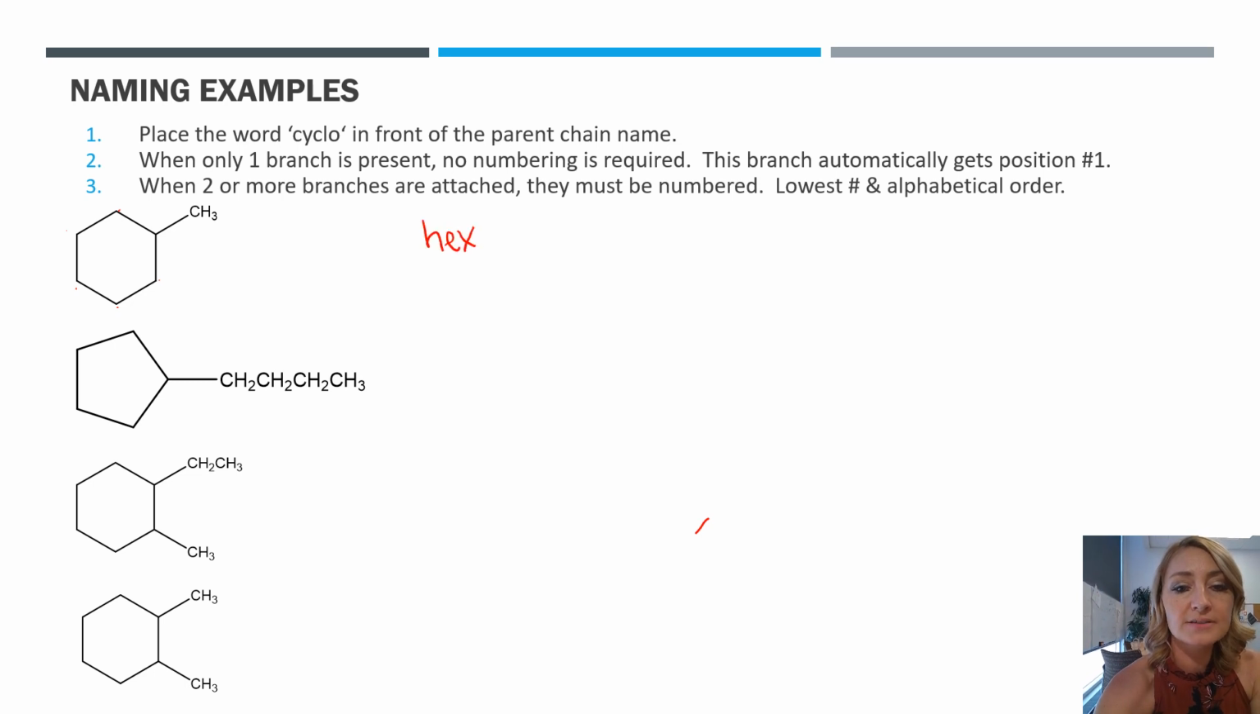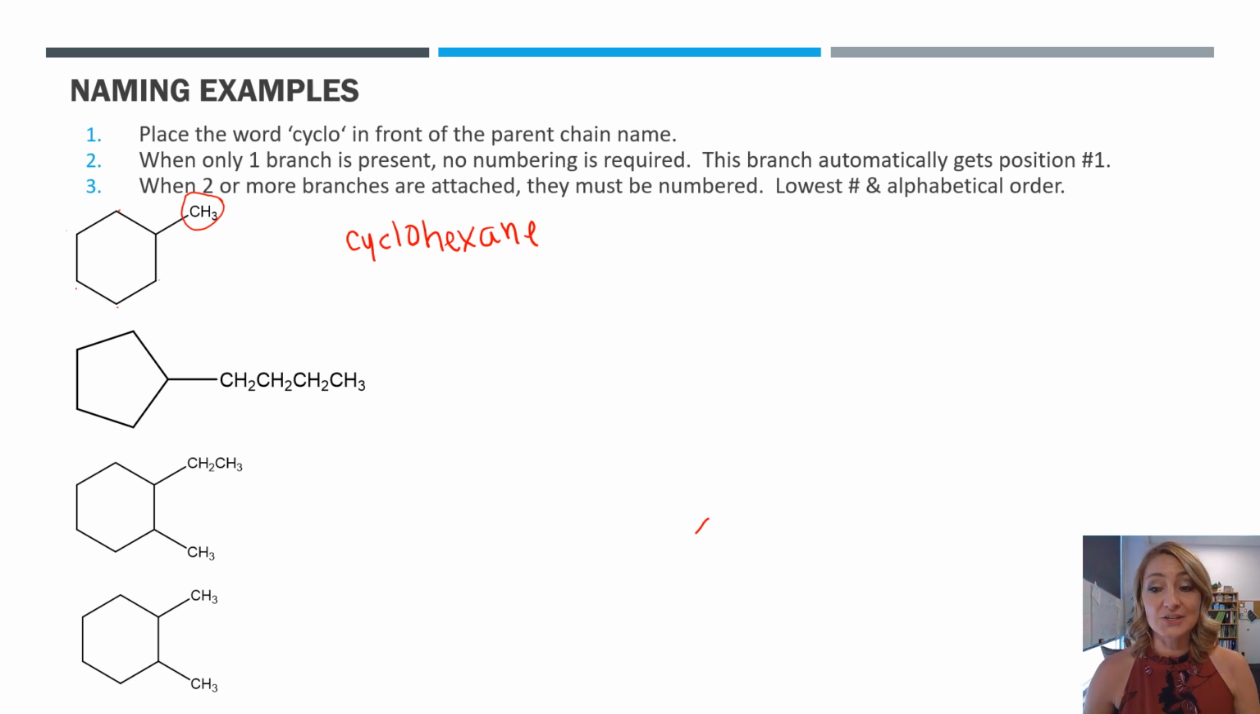All single bonds, so this is hexane. Ooh, but it's cyclic, so make sure it's cyclohexane. However, I do have a branch. It is a single carbon branch, so we use the prefix meth with a yl to tell us it's an alkyl branch. So we have a methyl group coming off of our cyclohexane. So we need to be sure to designate that.